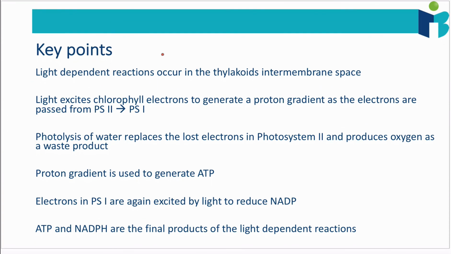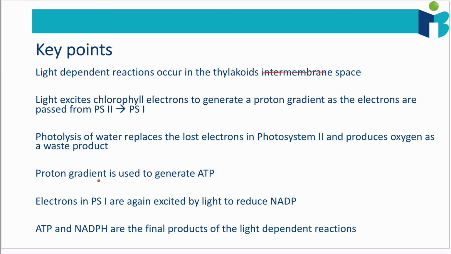But for now, let's talk about the key points that we took from this video. The light-dependent reactions occur in the thylakoid intermembrane space, also known as just the thylakoid space. So you can replace those two. Light will excite chlorophyll electrons to generate a proton gradient as the electrons are passed from photosystem 2 to photosystem 1. The photolysis of water, that is just the process of splitting water, replaces the lost electrons in photosystem 2, and it makes some oxygen, which is a waste product.